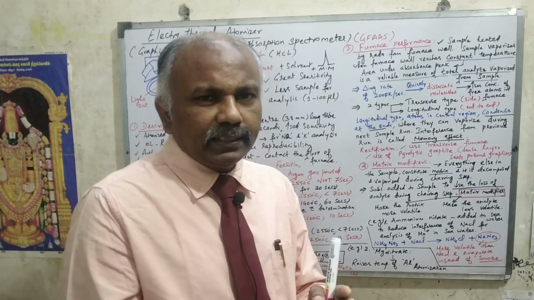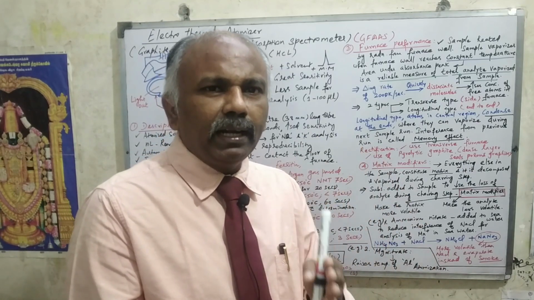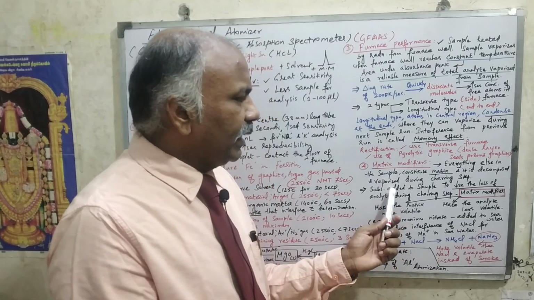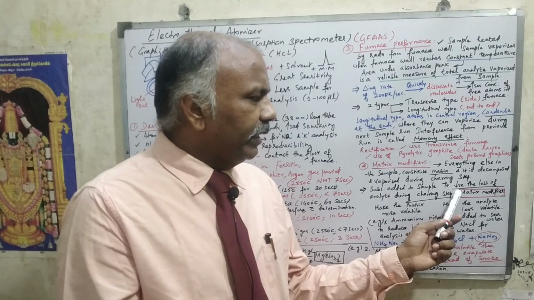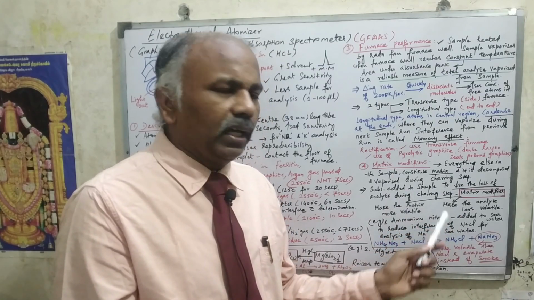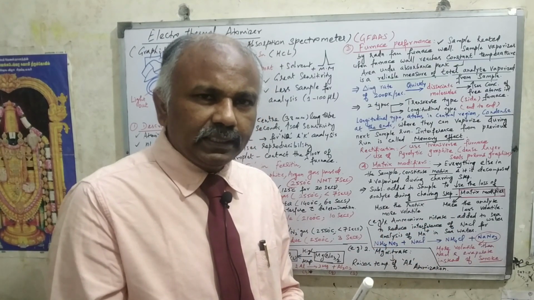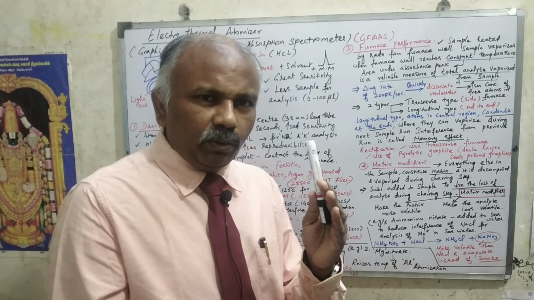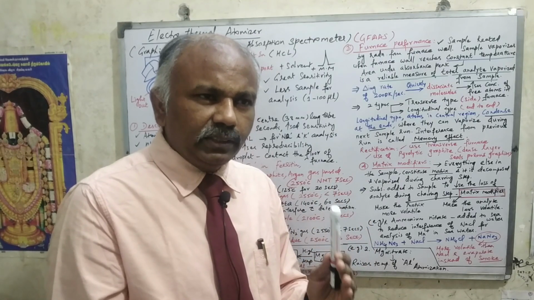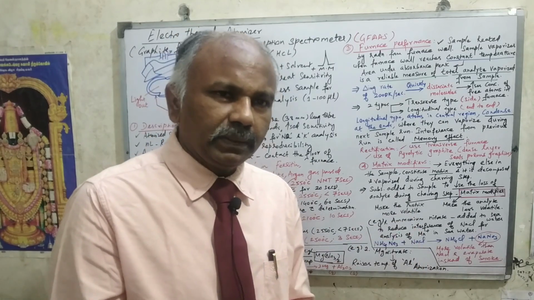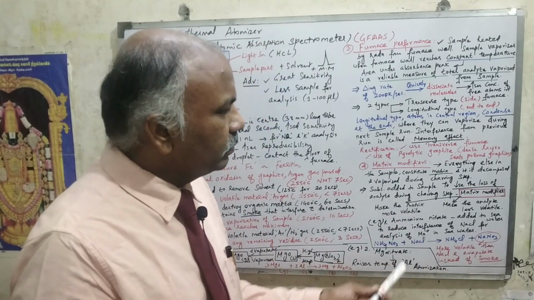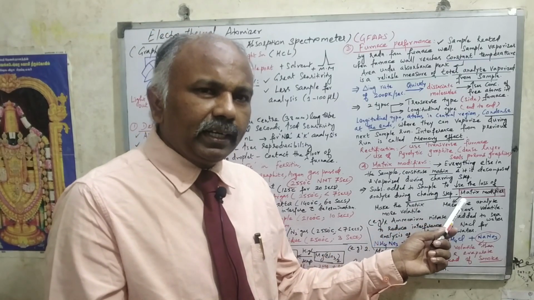To avoid the matrix interference, we are just adding the matrix modifier. What is a matrix modifier? It is a substance added to the sample to decrease the loss of the sample during the charring step. The main purpose is that if you want to determine the concentration of iron, the iron should not get decomposed during the charring step. This is the purpose, right? It should not get lost. So that is the purpose of any matrix modifier.